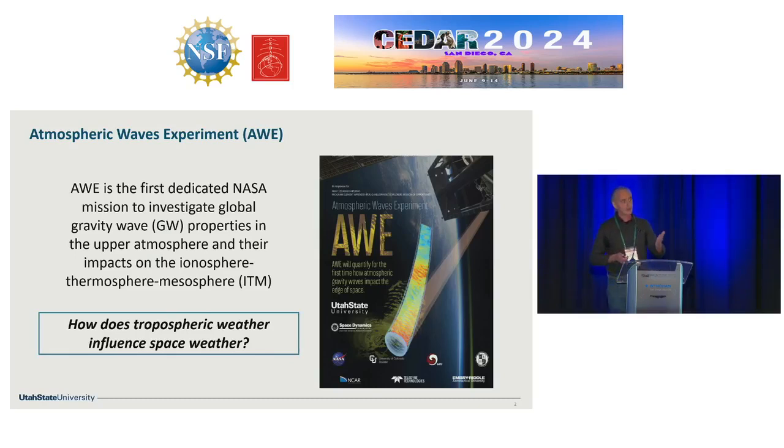So basically what we just saw in the simulation with the new dynamo solver, where concentric gravity waves due to convective activity, for example, introduce space weather. So what is the connection to tropospheric weather? How does it influence the space weather? That's the broader question that we're trying to understand with this mission.